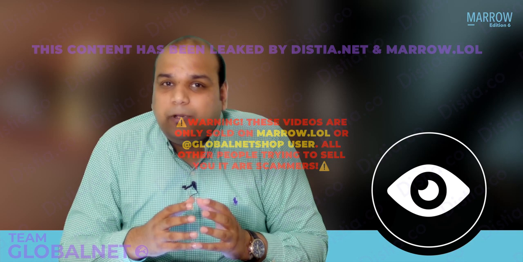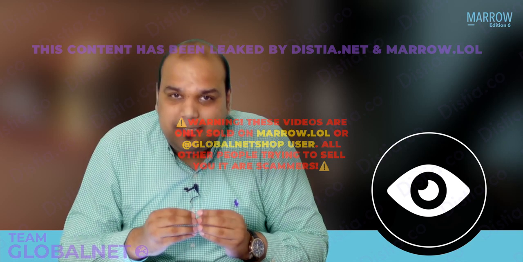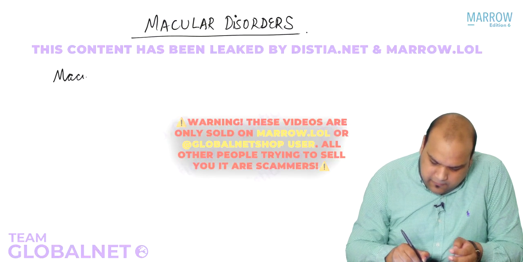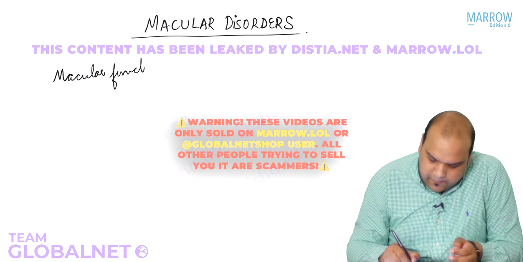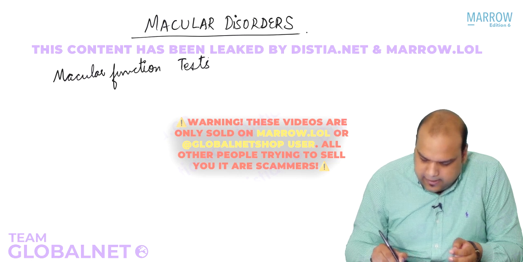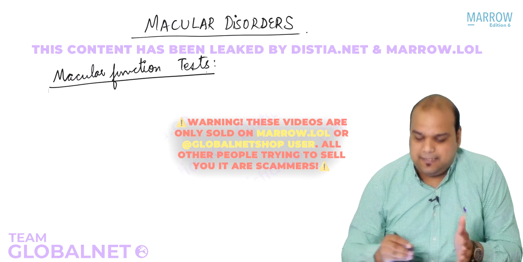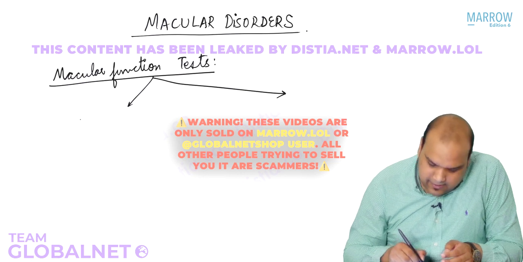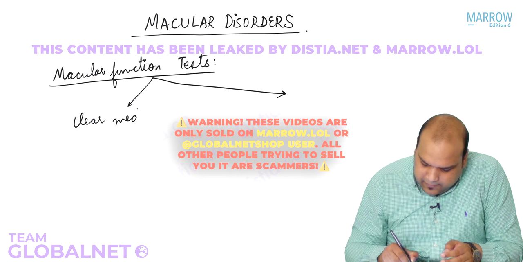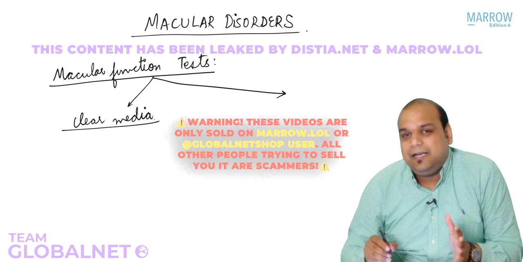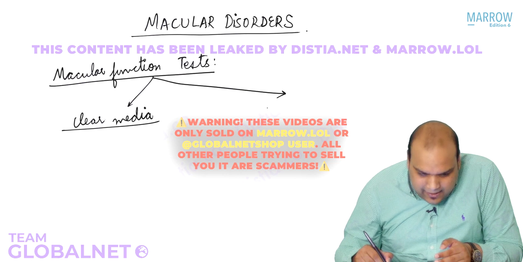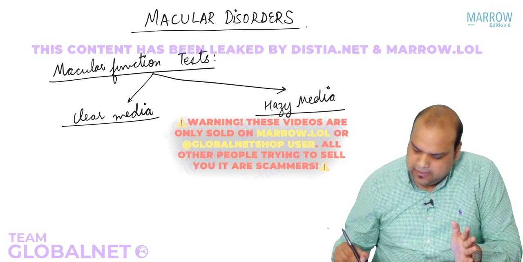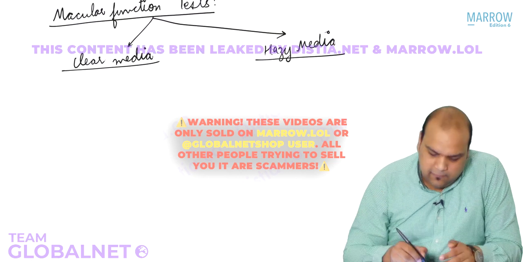So this group is an important group of disorders from the point of view of diagnosis as well as treatment. So there is a set of tests which we specifically call macular function tests. These macular function tests can be divided into two groups: done when there is clear ocular media, that means there is no opacity in the cornea or in the lens, and if there is hazy media. Okay? If there is an opacity, either a corneal opacity or a cataract. Okay? What are the tests done, everybody?